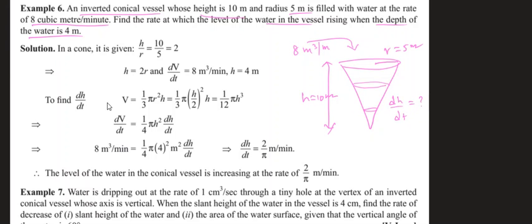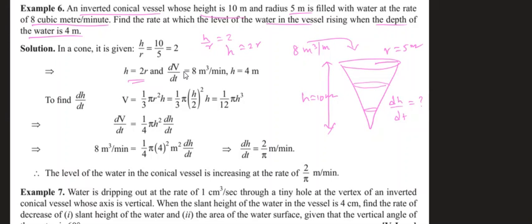Okay, so this is the logic. Now we'll come. In a cone, it is given the ratio between height and r. So h by r is equal to 10 by 5. Here this is 10, this is 5. So the ratio is 10 by 5, that is equal to 2. So h is equal to 2r, is it not? Because h by r is equal to 2. So h is equal to 2r. That's what is given here.